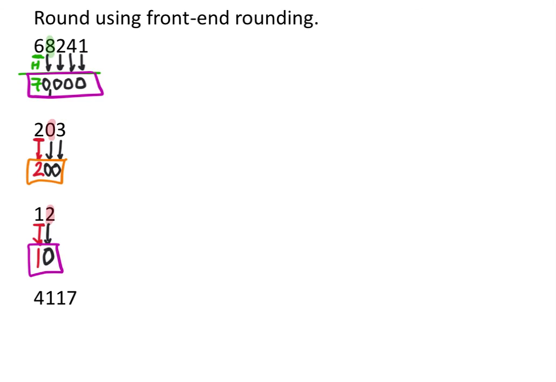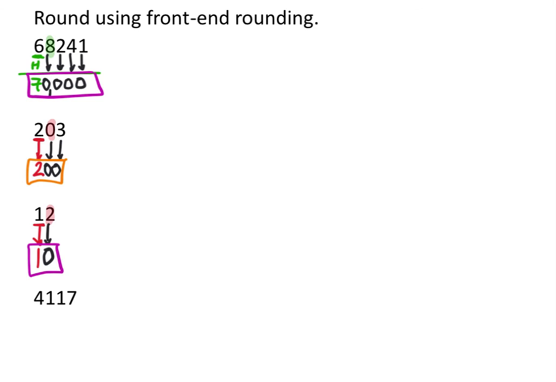Now, since there's no questions, what I'd like to do, same thing we did on that last set, is we're going to take 4,117. Just take 30 seconds and see if you can front-end round 4,117, okay? And then we'll come back, do it, and you can check your answers with what we get.